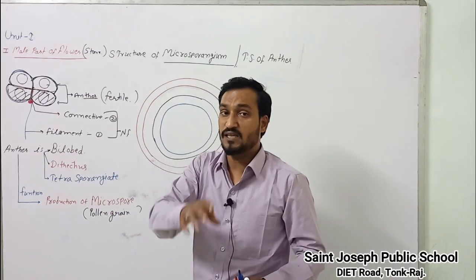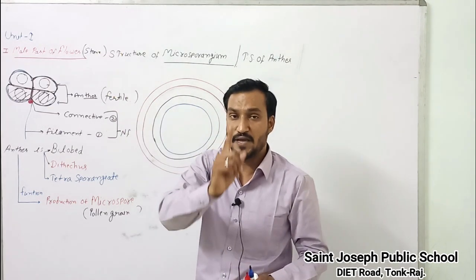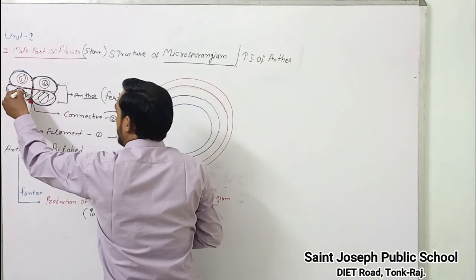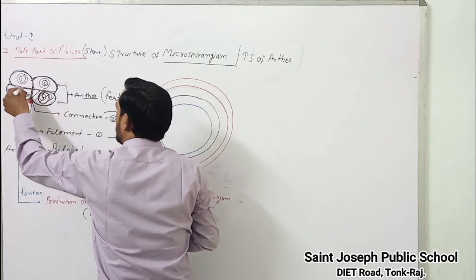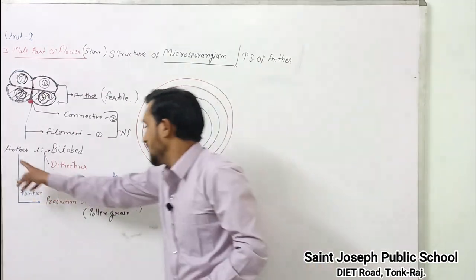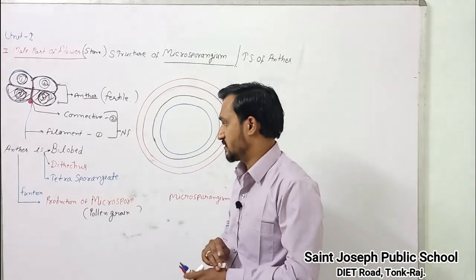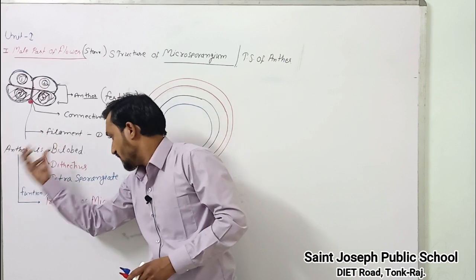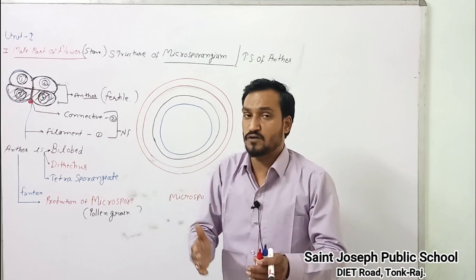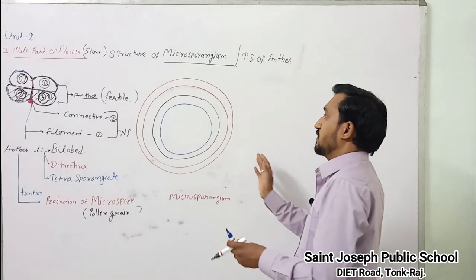Whereas each anther has 4 spherical structures which produce pollen grains, known as microsporangium. 1, 2, 3 and 4. These 4 spherical structures are known as microsporangium and they are 4 in number, hence the anther is tetrasporangiate. What is the function of anther? The function of anther is production of microspore. What is microspore? Microspores are pollen grains.